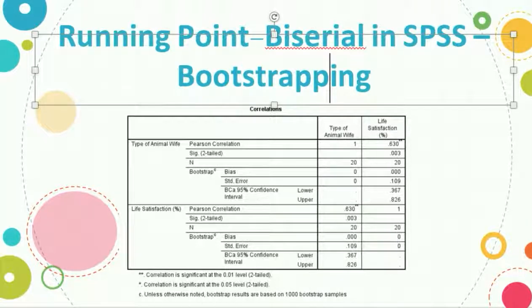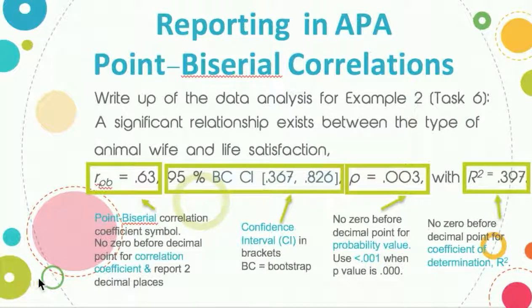So to do that, the only addition we make is right here with the confidence interval. We'll just type 95% BCa CI. So that's 95% bootstrap confidence interval. And we'll do our lower and upper levels of our confidence interval. And we'll interpret it the exact same, showing that there's a significant relationship between the type of animal wife and life satisfaction. We know this by the level of our p-value being less than 0.05 and that our bootstrapped confidence interval does not cross zero when you look at the two values.